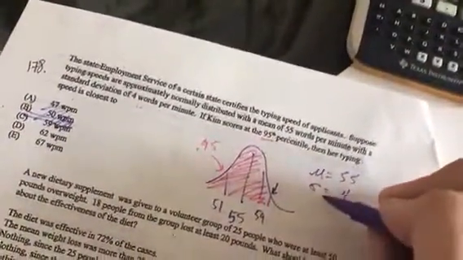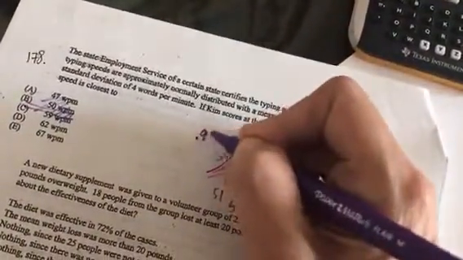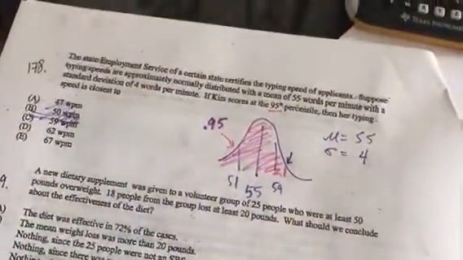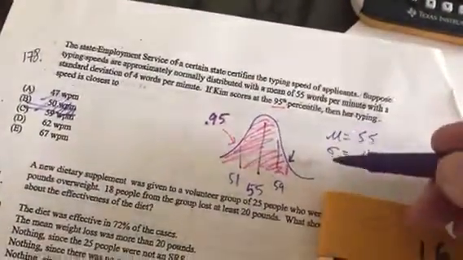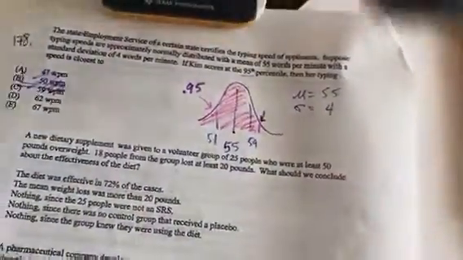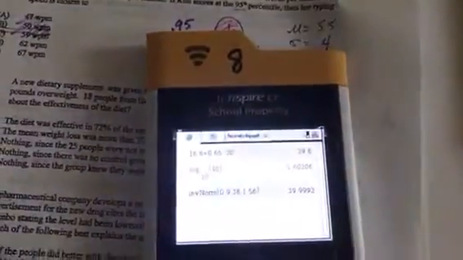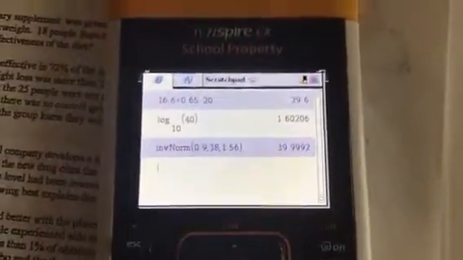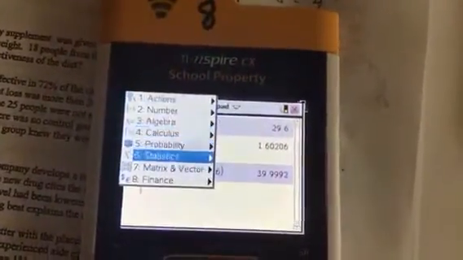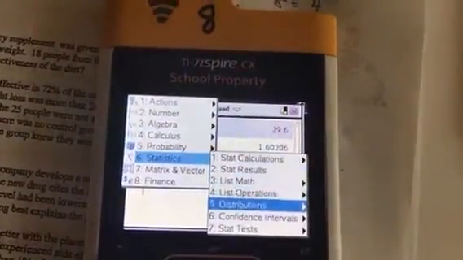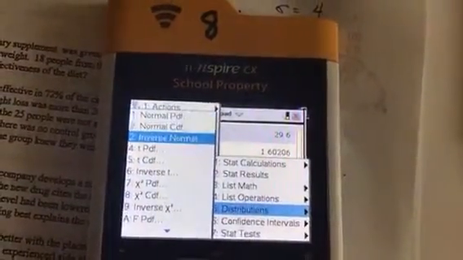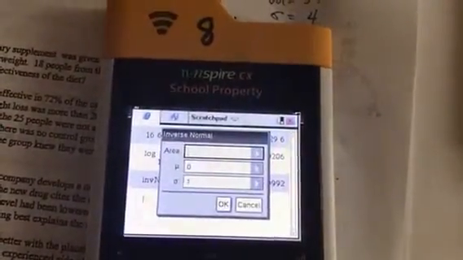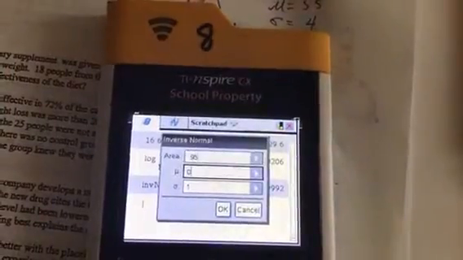So now I'm going to take a look at this. I know the area under the curve and I know the mean and standard deviation, so I'm pretty sure that I can use inverse normal. I tried to use it a minute ago to double check, so let's try it again. Statistics, distributions, inverse normal. I know the area under the curve is 0.95.